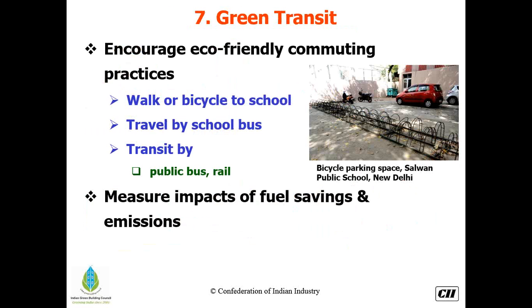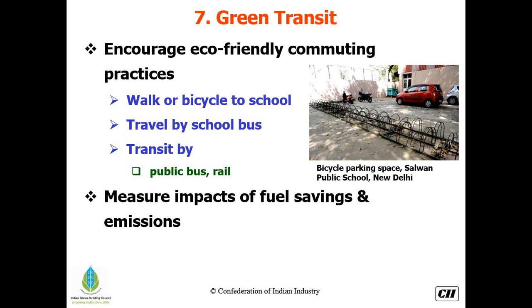So next is green transit. As I said, we use a lot of vehicles. Now we see many people coming, each one of us has a car in a house. We can see at least 2-3 cars for each house. So there will be so many cars on the road, so much emission coming, so much pollution being created. So we can think of alternative sources, how we can reduce this.